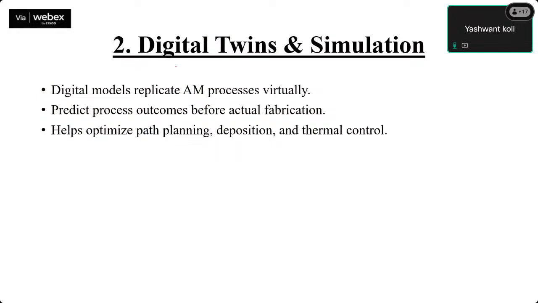So a digital model replicates the AM process virtually. We have virtual reality and augmented reality here, VR and AR, and there's mixed reality that combines VR and AR. Mixed reality means the combination of virtual reality and augmented reality. So it predicts process outcomes before actual fabrication. It helps in optimizing path planning, deposition, and thermal control. So digital twins and simulation is a very important factor for adopting smart manufacturing.